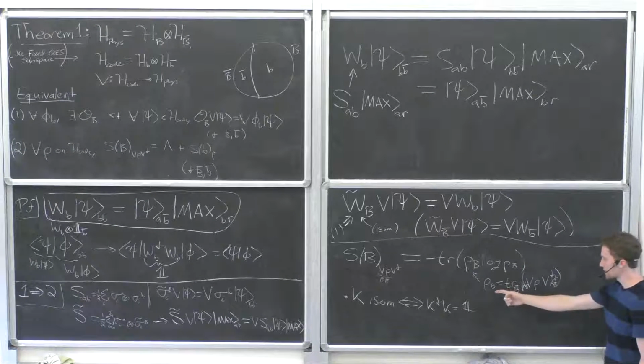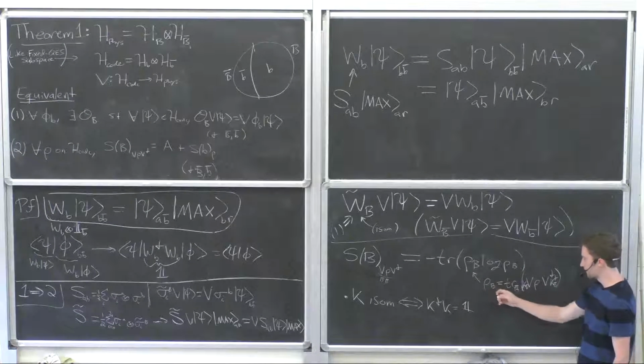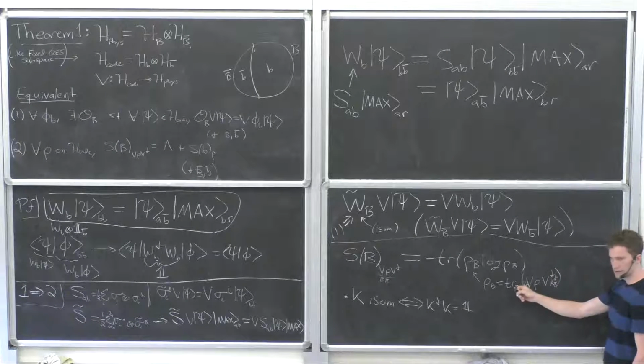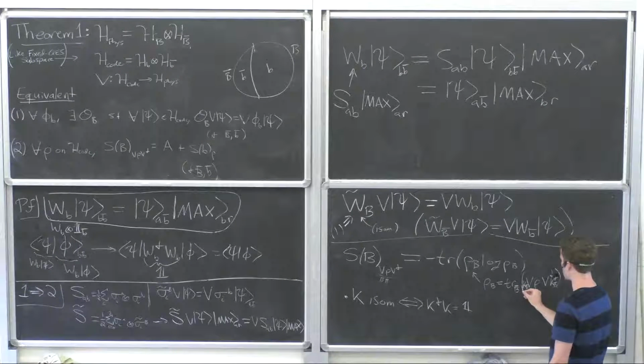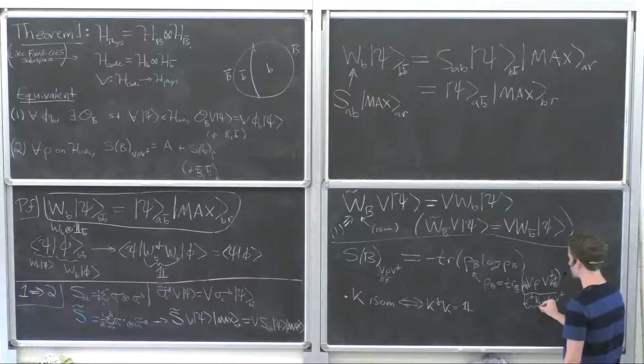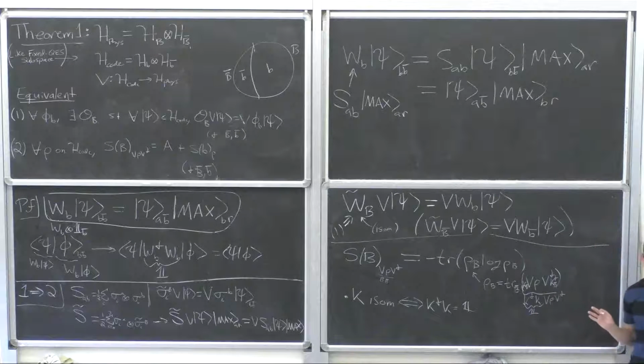But this doesn't change row B because by the cyclicity of the trace, you can just pull this K dagger around. Right, so this equals K dagger K, V rho V dagger. And then this equals the identity. And so it's like we never inserted K on B bar at all.